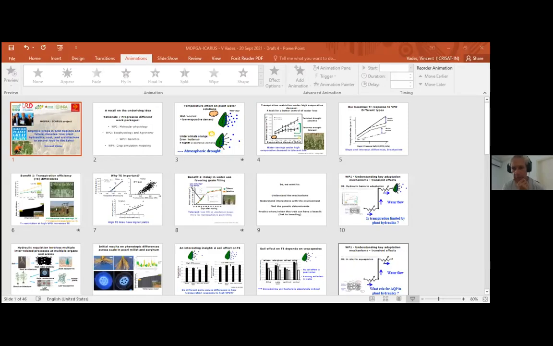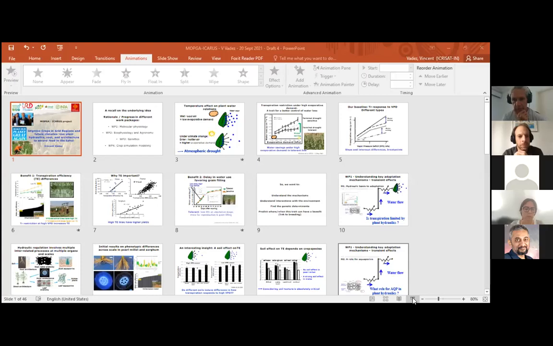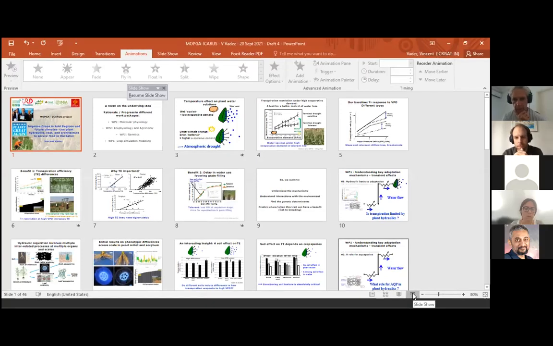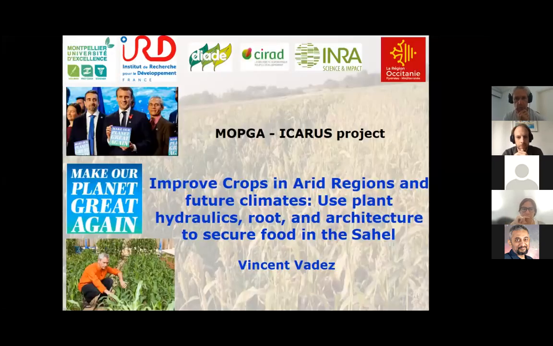So I'm very pleased to be here today with you and to share a bit of insight on the project, the Icarus project, which is about improving crops in arid regions and future climate.